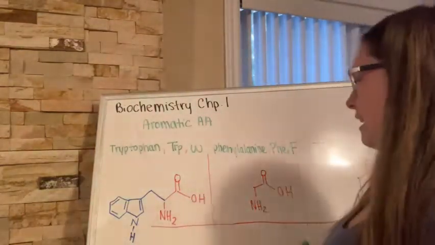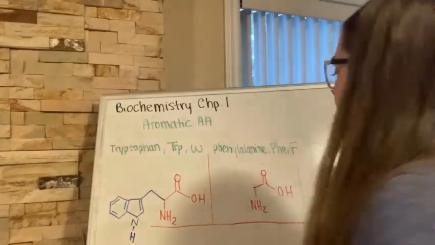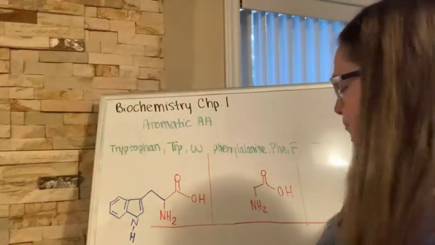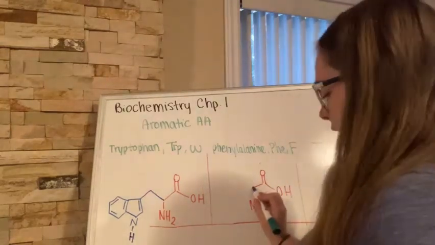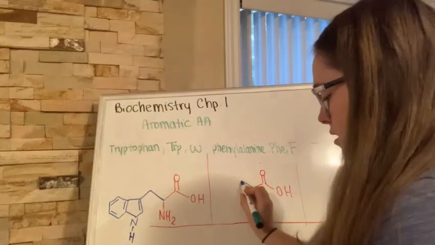So phenylalanine is our next aromatic amino acid. This one is quite simple in comparison. And so we just have an aromatic ring right here.